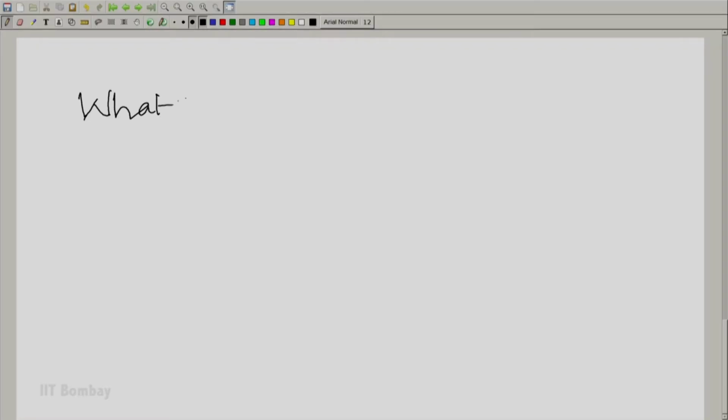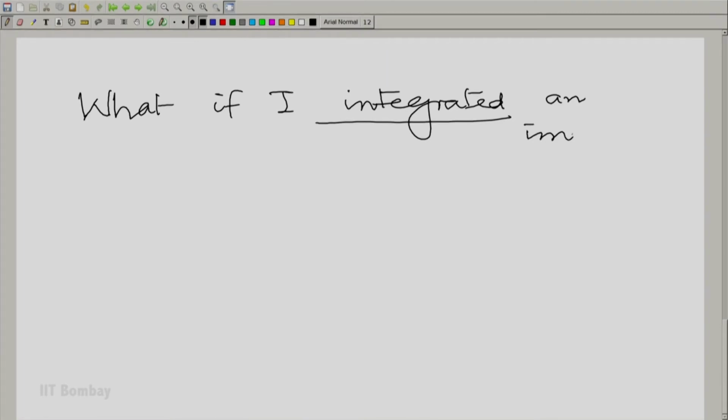So, let us ask the question, what would happen if I created an integral of the impulse? What would I get? Right. So, let us put that down. What if I integrated an impulse? Because the integral of an impulse gives us something interesting.